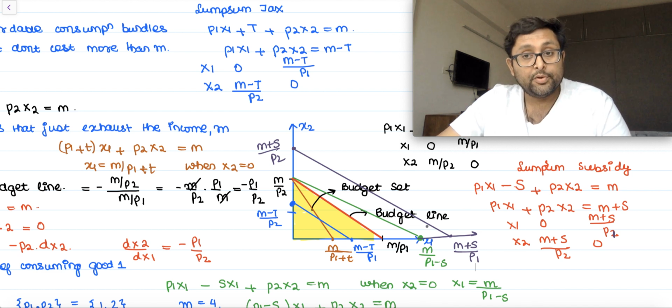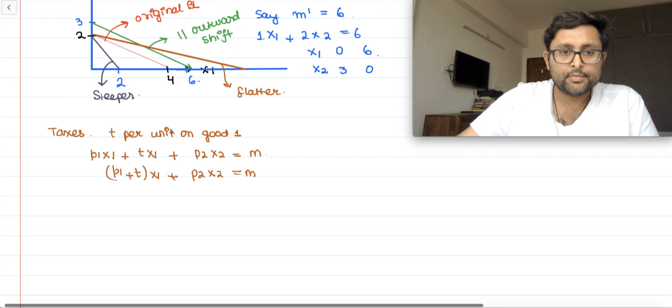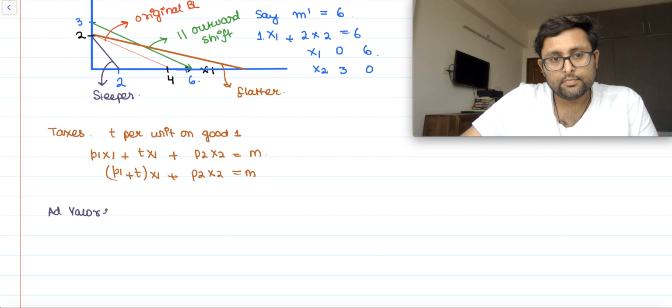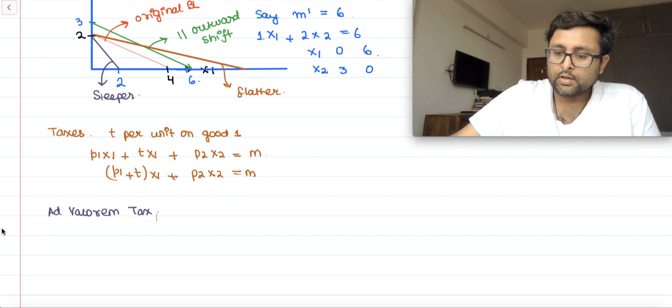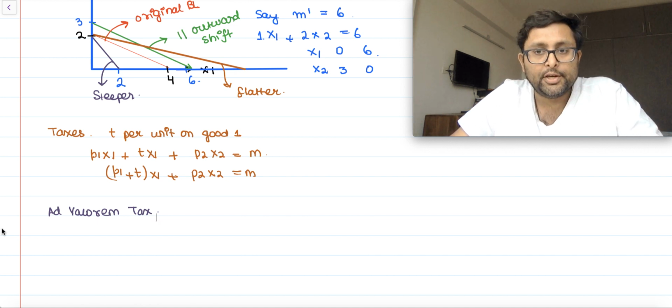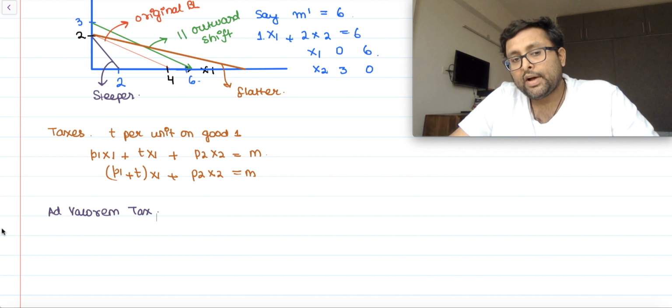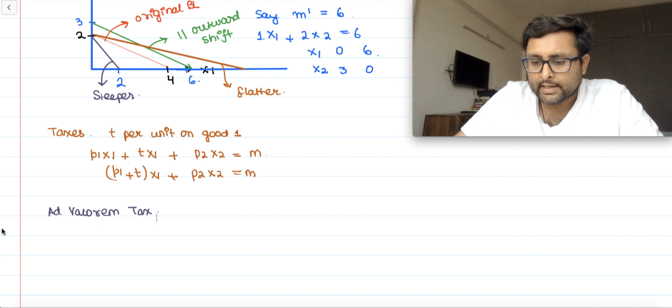You can also have the ad valorem taxes, or ad valorem subsidies. So, ad valorem tax. It is a proportionate tax, a tax on the value. Earlier, in case of the quantity tax, there is a tax on the amount of the quantity which you are consuming. In case of ad valorem tax, this is a tax on the value.